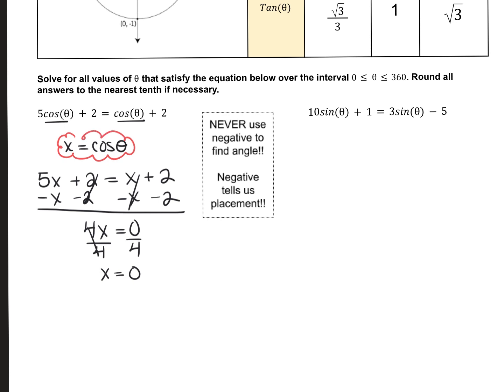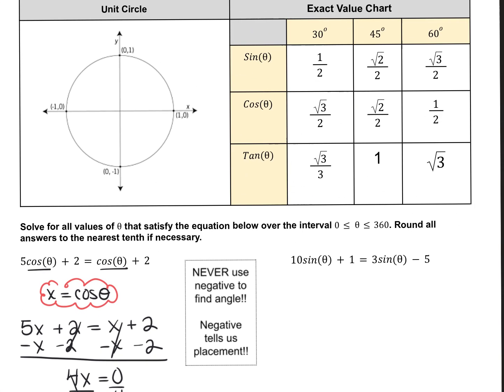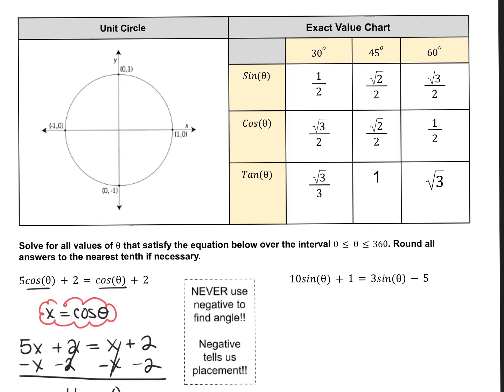So since x was equal to cosine of theta, we're just going to say cosine of theta equals 0. So we're trying to find at what angle is cosine equal to 0. So since we have 0 degrees, we should be thinking about the unit circle. So we're looking for an x value to be 0. Why? Because x is equal to cosine of theta and y is equal to sine of theta. So this problem here is asking us cosine of what angle theta gives me 0.